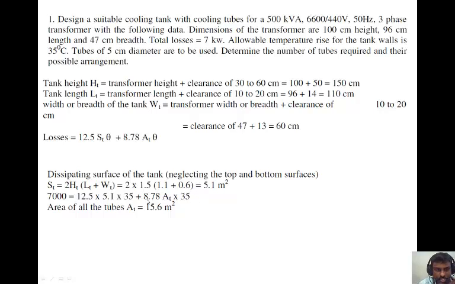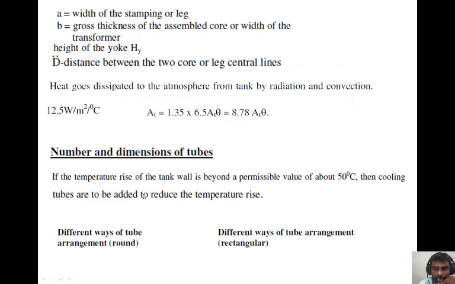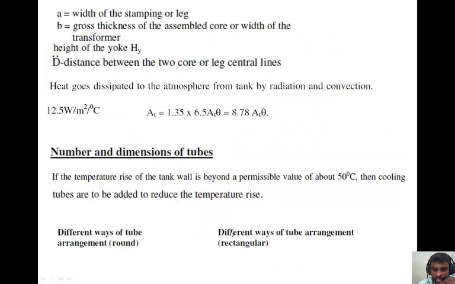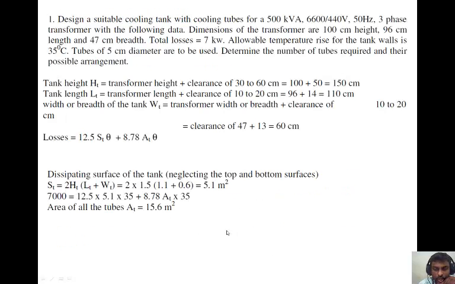So from this equation, try to find the area of tubes. So the area of the tube from this equation is 15.6 meter square. So note down this formula: losses is 12.5 St theta plus 8.78 At theta. Theta is the allowable temperature rise. Suppose if this theta is not available in the question, then you just take this theta as the room temperature.